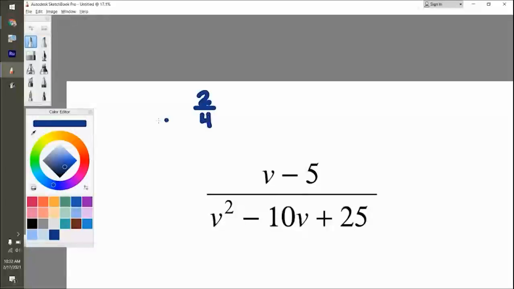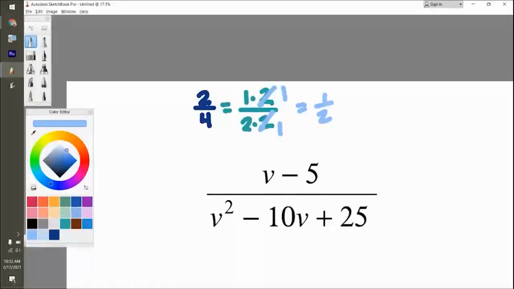If you factored the top and the bottom here, you would end up with 1 times 2 over 2 times 2. And 2 over 2 is 1. So what you can do is simplify this by going 2 over 2 is 1. So that cancels out, and you're left with 1/2. Okay? This should be a review. You should know how to simplify fractions.